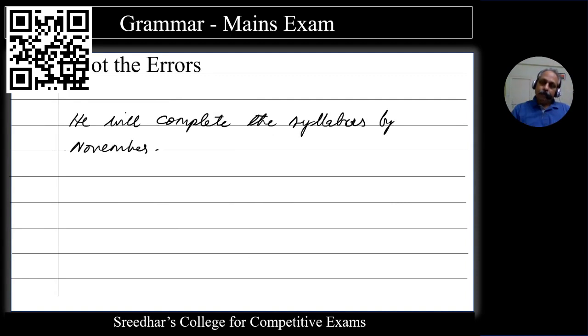By a given time in future, if some action is over, will be completed, then we should use future perfect tense. But here it is in future tense. So it is not correct. What is the clue for you? By November. What is the correct sentence? He will complete is not correct. He will have completed the syllabus by November. And future perfect continuous. Usually they don't ask.